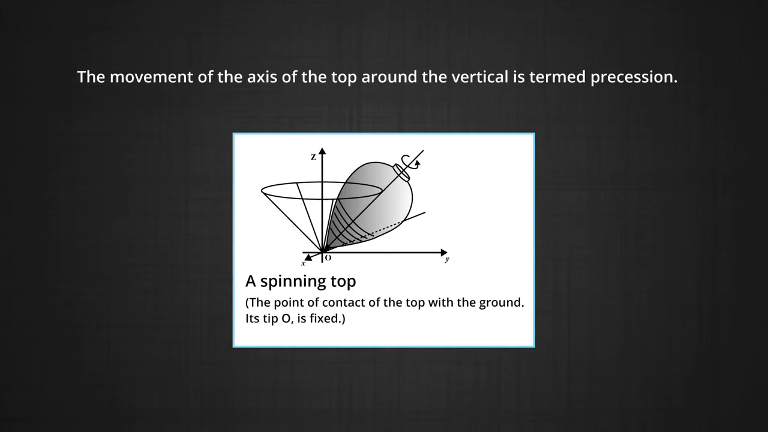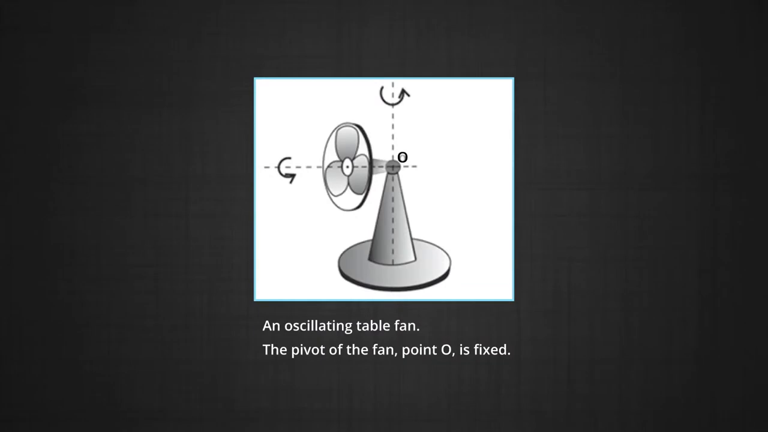Also, the point of contact O of the top with the ground is considered to be fixed here. The axis of rotation of the top at any instant passes through this point of contact O. Another simple example of this kind of motion is the oscillating table fan or a pedestal fan. You may have noticed that the axis of rotation of such a fan has an oscillating or sideways movement in a horizontal plane about the vertical through the point at which the axis is pivoted, which is shown by the point O in the figure. While the fan rotates and its axis moves sideways, the point O remains fixed.